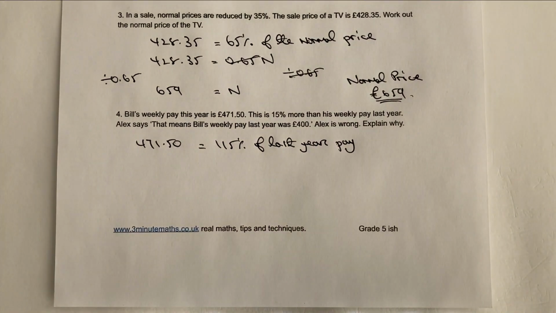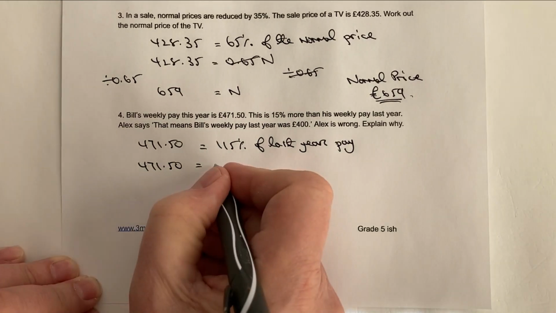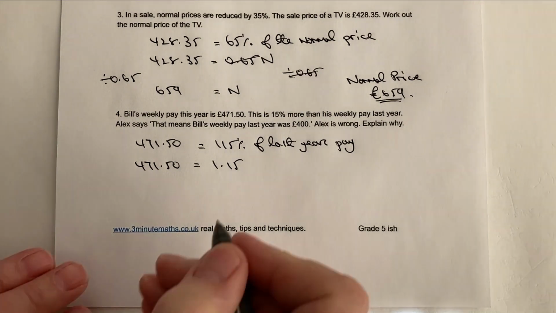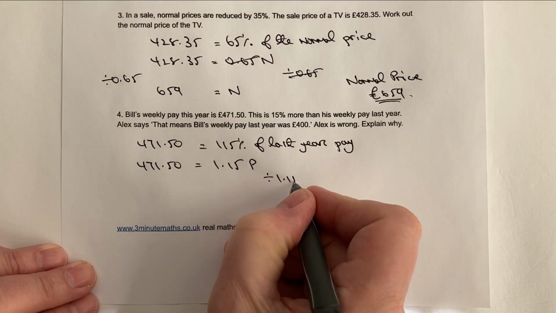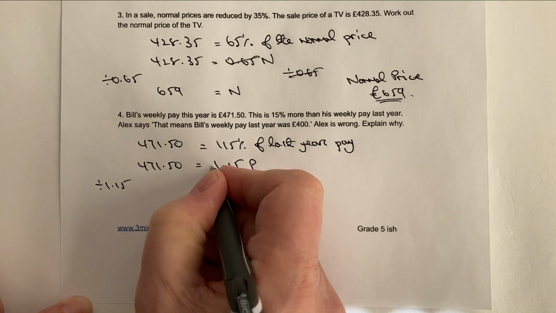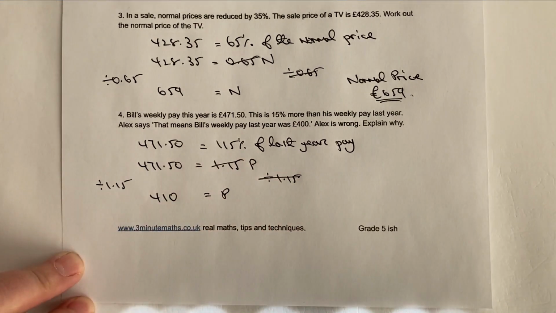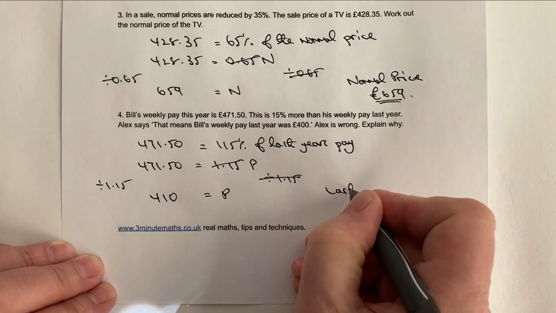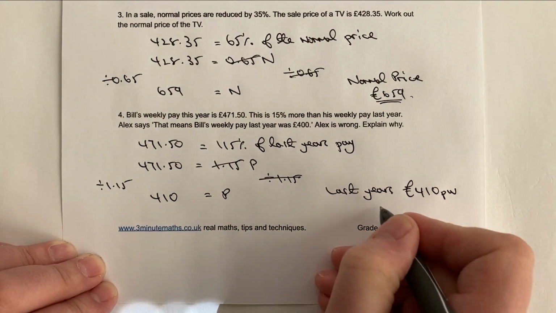Again, we're going to convert that into something that we can usefully use. So that's going to be £471.50. 115% is 1.15 as a decimal, and for last year's pay, we're just going to put P. So if we want to find P, we're going to divide both sides by 1.15. Cross those out, we're just going to get P, and on this side we're going to get 410. So Alex is wrong because actually last year's pay was £410 per week.